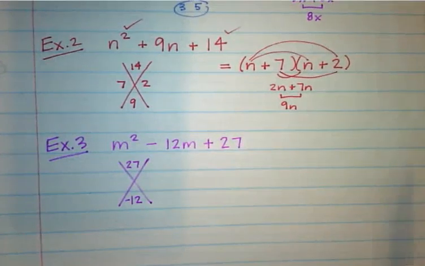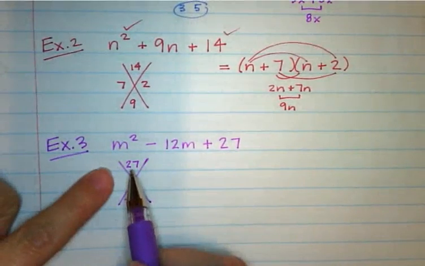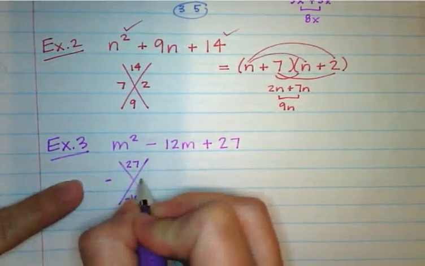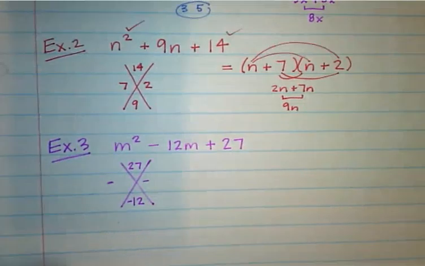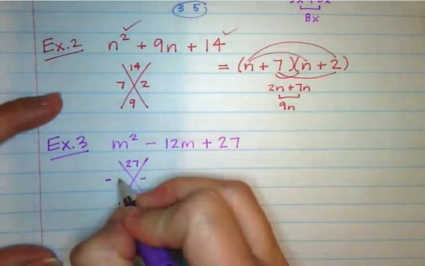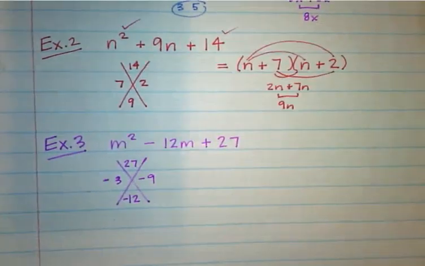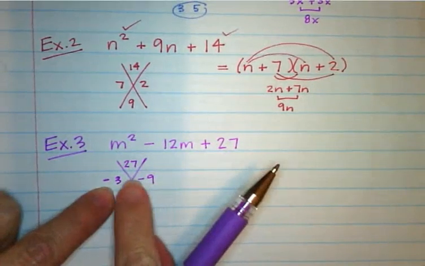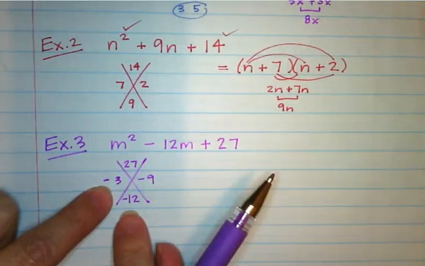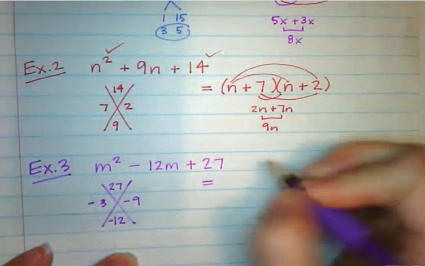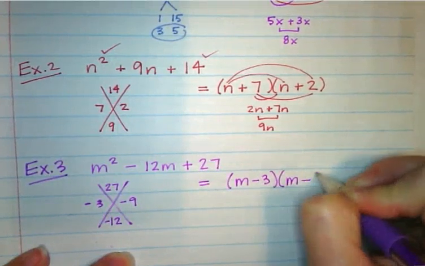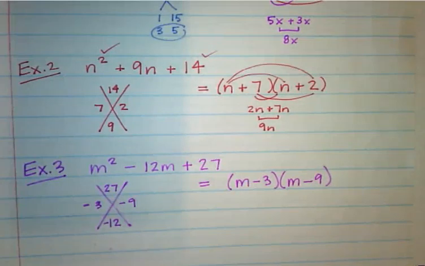All right, so when we think about this, I want to multiply and get a positive, but they're going to add together and be a negative. So that tells me that they must be two negative numbers. And then I'm thinking of factors of 27. I'm thinking of 3 and 9. So if I multiply negative 3 and negative 9, I'll get 27. If I add them together, I'll get negative 12. So that means that this would be m minus 3 and m minus 9. And again, you can always check by doing the distributive property.